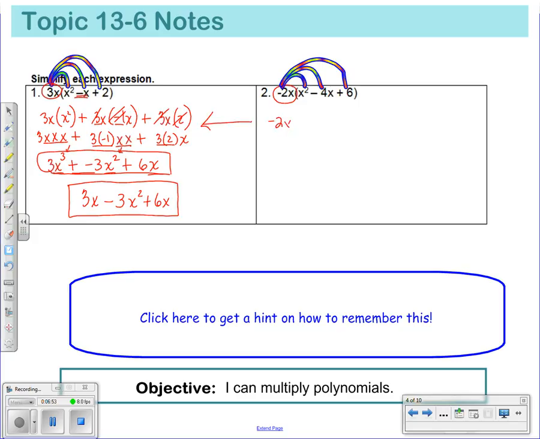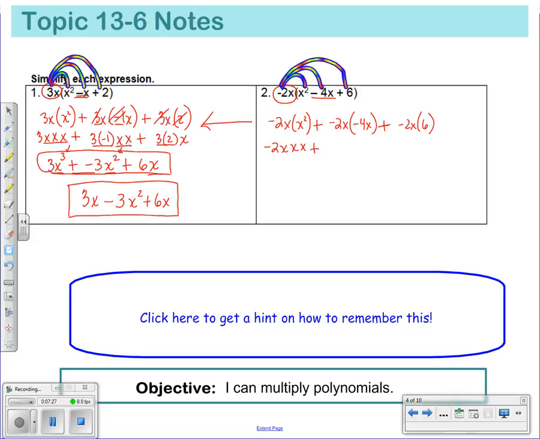We have a -2x times our first term, which is x squared. We're going to add it to a -2x times our second term. Remember, take the sign with it, -4x. And then combine it with -2x times a positive 6. Our first term, rewriting, I have a -2, I have an x, and then from the parentheses I have an x and an x, or an x squared, so I stamp it out twice.